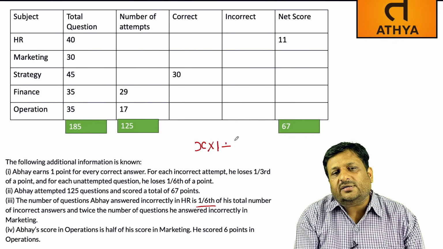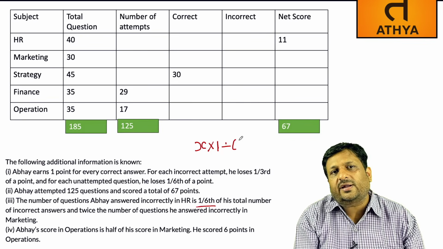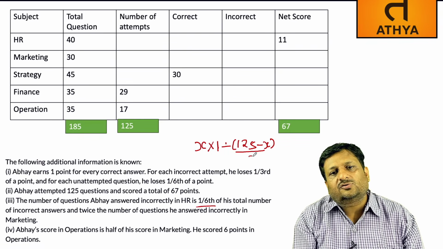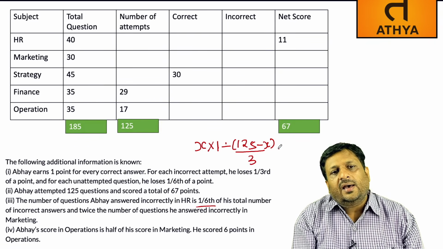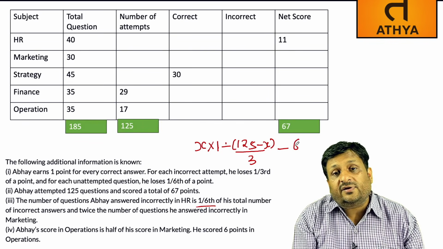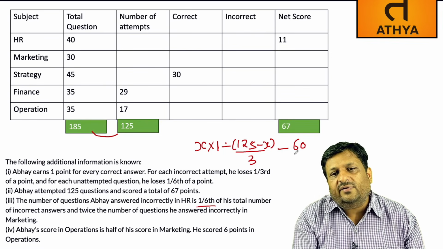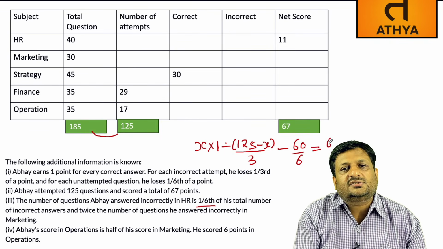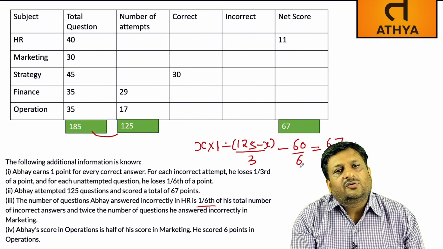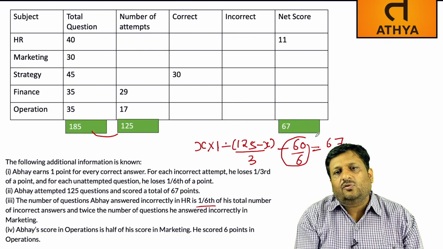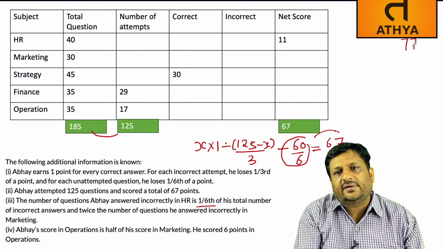Then how many questions has he attempted incorrectly? Out of 125 total attempts, if X is correct, then 125 minus X must be incorrect, and 1/3 should be the negative marking out of it. And of course, we have discussed it earlier, he left 60 questions, 185 minus 125, and for every unattempted question, his penalty is 1/6, and his score is 67, isn't it? So from here we can solve for X, and okay, this is 10, and 10 will go here, so it will be 77 on the right hand side.